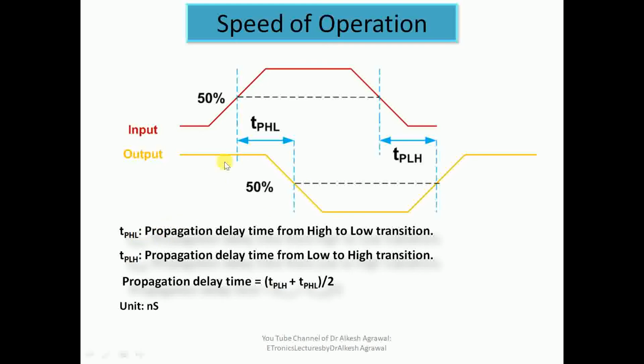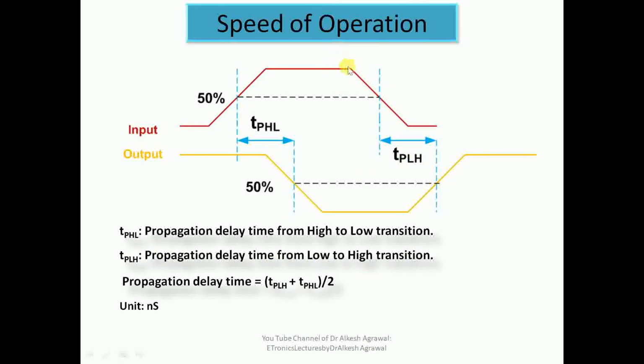We have the difference between the two, which is TPHL, defined as the propagation delay time from high to low transition. That is, the input signal is building towards high, and the output signal is going towards low. So this is the delay, the difference between the two building up of responses, the input response and the output response. Then again here we have the TPLH, which is the propagation delay time from low to high transition.